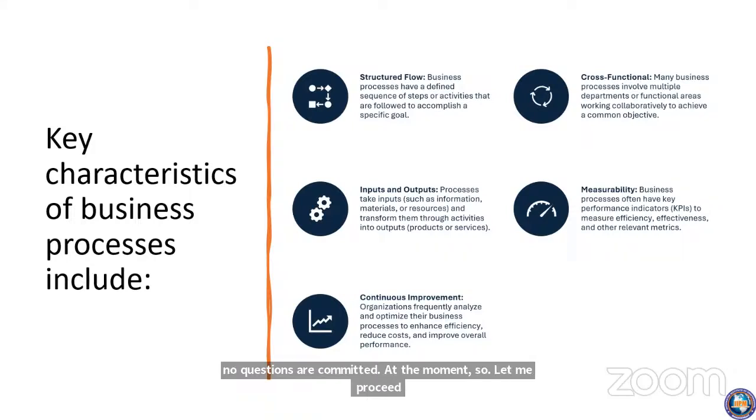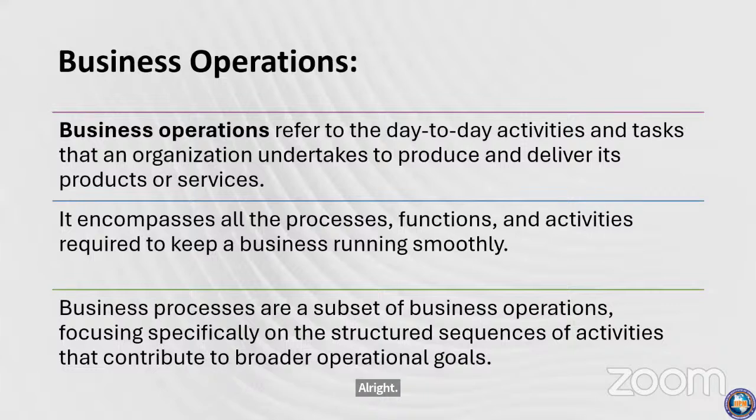All right. Now, we've looked at business process. Now let's look at business operations. Business operations refer to the day-to-day activities and tasks that an organization undertakes to produce and deliver its products or services. It encompasses all processes, functions, and activities required to keep a business running smoothly. So what this means is that processes are found inside operations. Operations contain processes.